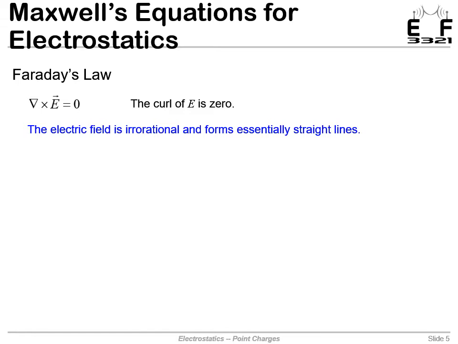The first of those equations that I listed was Faraday's law. And this states the curl of the electric field is zero. Remember, curl is the tendency of a field to circulate about some axis. So in electrostatics, Faraday's law is saying the electric field can't circulate about an axis. So it must form essentially straight lines, no loops.